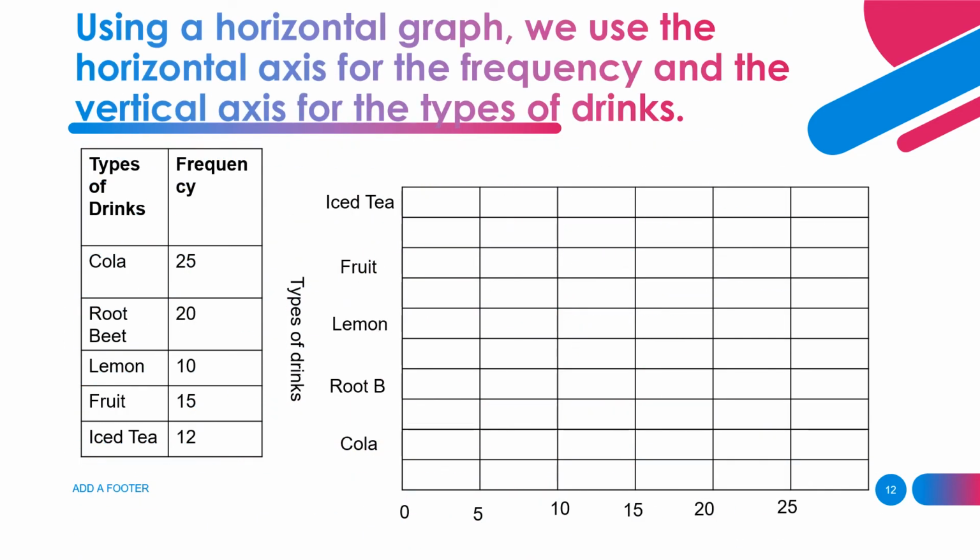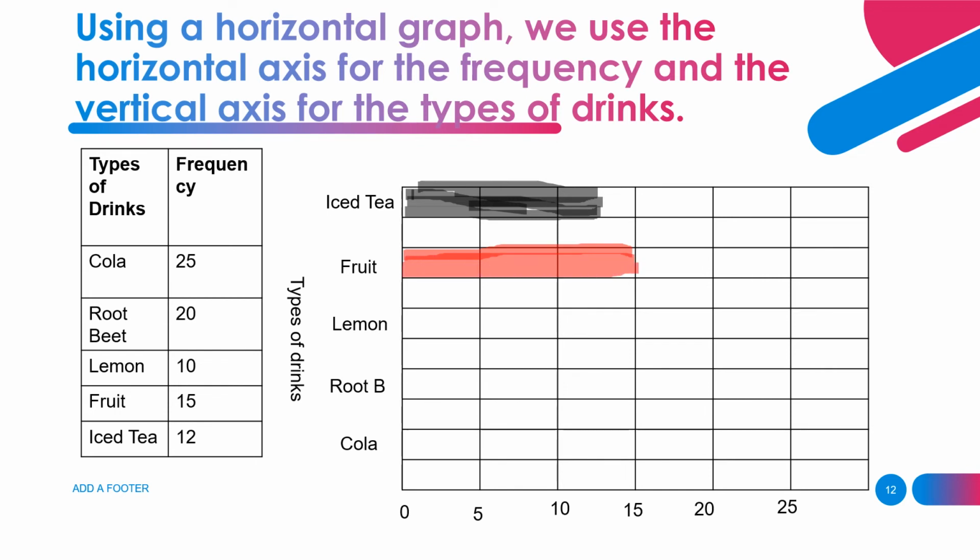So we have here another. We will use a horizontal bar graph. Kanina vertical bar graph. Dito naman ay horizontal, pahiga naman. So katulad niyan, yung iced tea natin nasa 12. Gamitin natin ulit yung black. Next, yung fruit juice natin, 15. I use this color. So, aabot siya doon.